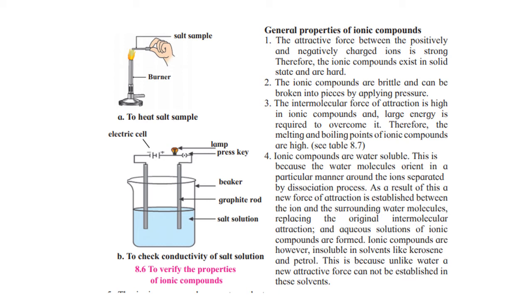Most of the ionic compounds are water soluble. This is because the water molecules orient in a particular manner around the ions separated by the dissociation process. As a result of this, a new force of attraction is established between the ion and the surrounding water molecules. The ionic compounds are, however, insoluble in solvents like kerosene and petrol. This is because, unlike water, a new attractive force cannot be established in these solvents.